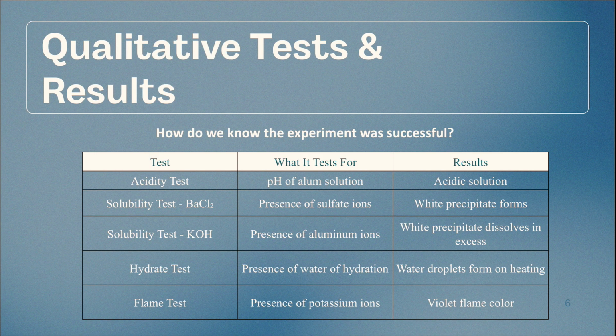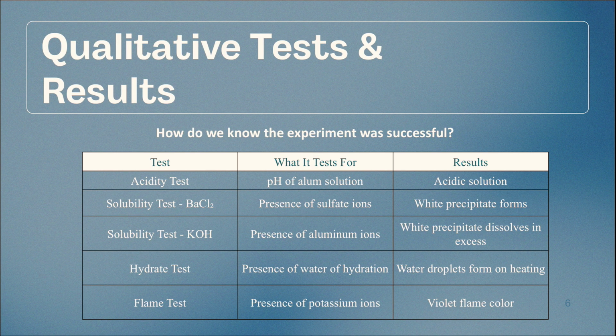The solubility tests were used to verify the presence of sulfate and aluminum ions. When barium chloride was added to the solution of the product, a white precipitate formed, confirming the presence of the sulfate ions. Also, the aluminum ion test involved adding excess potassium hydroxide to the product solution, which dissolved the aluminum-containing precipitate, further confirming its identity.